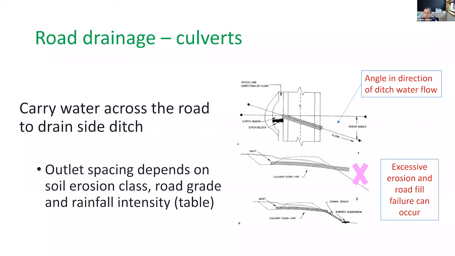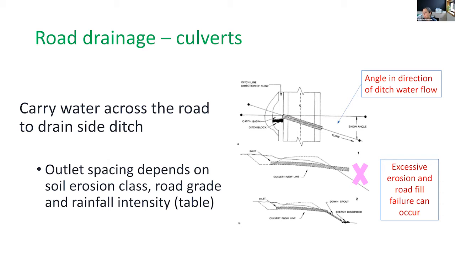Then we have culverts. Culverts carry the water across the road to drain the side ditch, because as the length of the road goes, a lot of water starts to accumulate. It's just coming off the road all the time. So we have an accumulation of water, and at some point we need to carry it across the road to drain this side ditch. And what we use for that a lot of the times is these culverts.